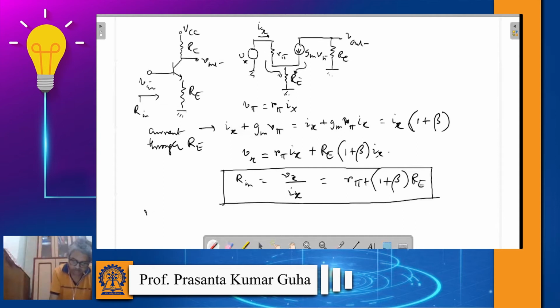Okay, so the point to be noted here, I have seen many exam papers where students make mistakes. So Rin is not equal to R pi plus Re. You see here, Rin not equal to R pi plus Re. Here it is R pi plus beta plus 1 Re. Okay, so there is this multiplication factor, simply because the same current is not flowing through R pi and Re. Okay, the currents are different, right? So you have to keep in mind that.